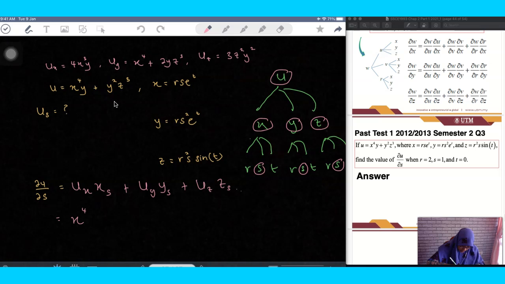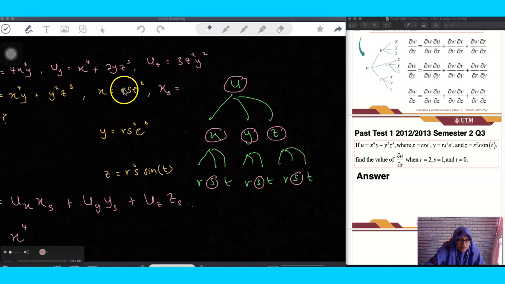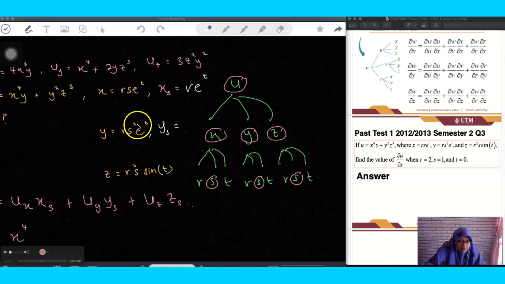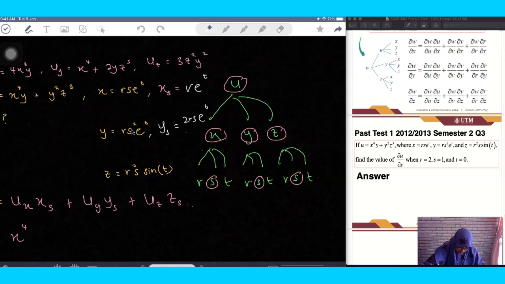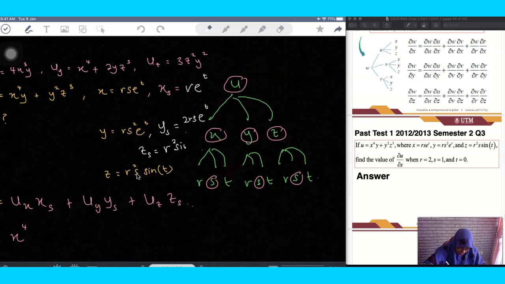So you plug in. You have to differentiate x with respect to s, x_s. So what is the answer? x_s means r and t are constant. Just differentiate s, you will get 1. So the answer is r e^t. And then y_s: just look at the s squared here. Differentiate s squared, you will get 2s, so 2 r s e^t. And then z_s: differentiate z with respect to s, you only focus on the s here. Differentiate s, you will get 1. And the answer is r squared sine t.